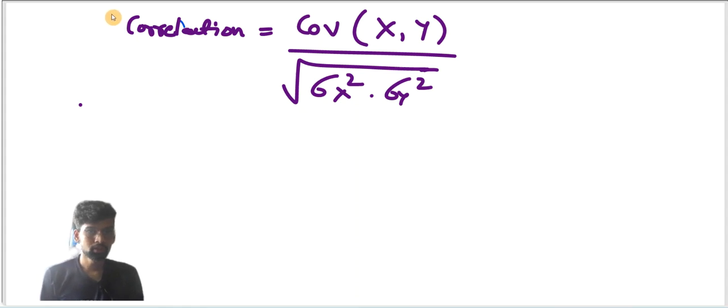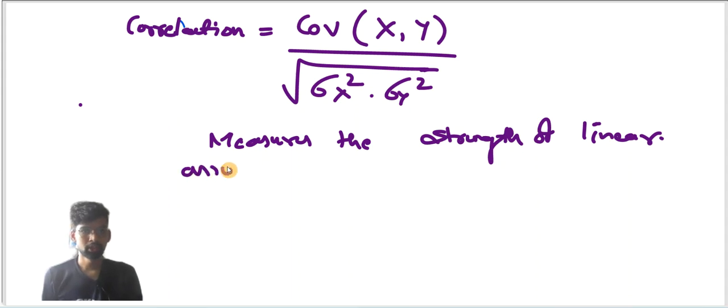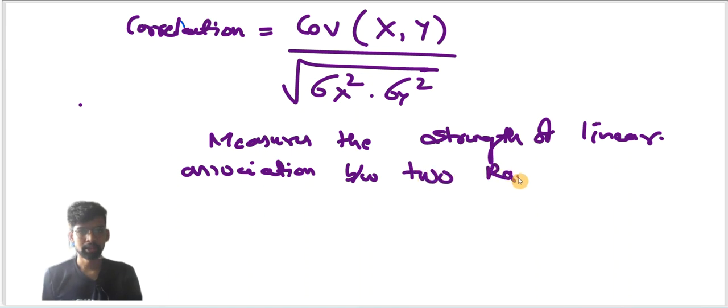So what does this correlation coefficient actually do? It measures the strength of linear association between two random variables.